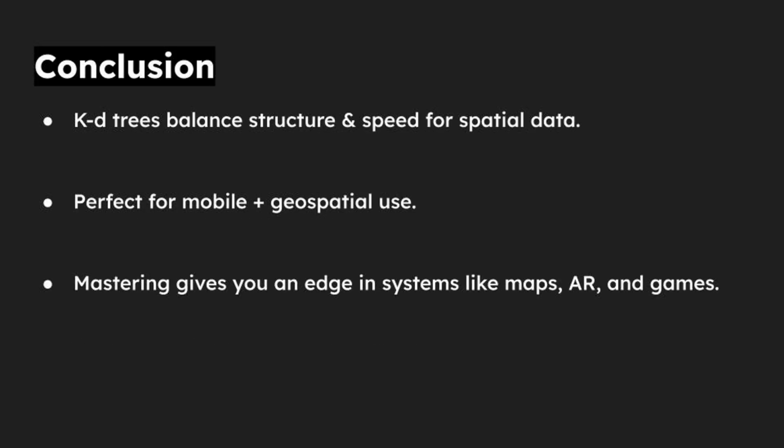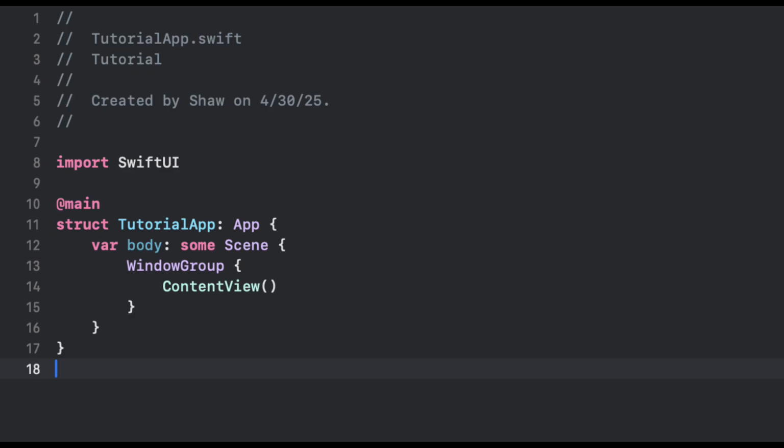To wrap up, KD trees balance structure and speed for spatial data. They're ideal for mobile and geospatial use. Think maps, augmented reality, or games, so mastering them gives you an edge in any system needing fast, multi-dimensional point queries. Time to code. In this quick walkthrough, we'll see how a KD tree can be applied to a simple mobile app.